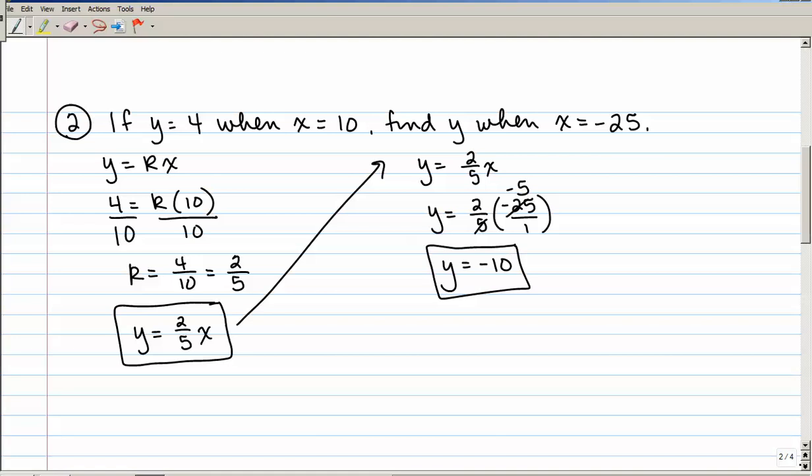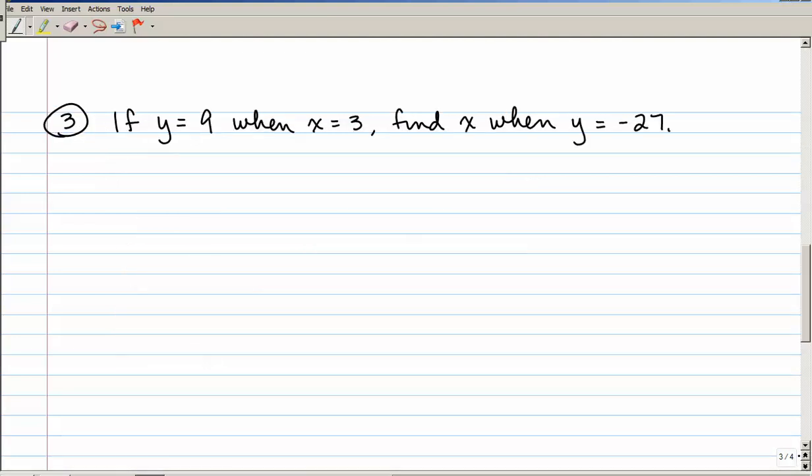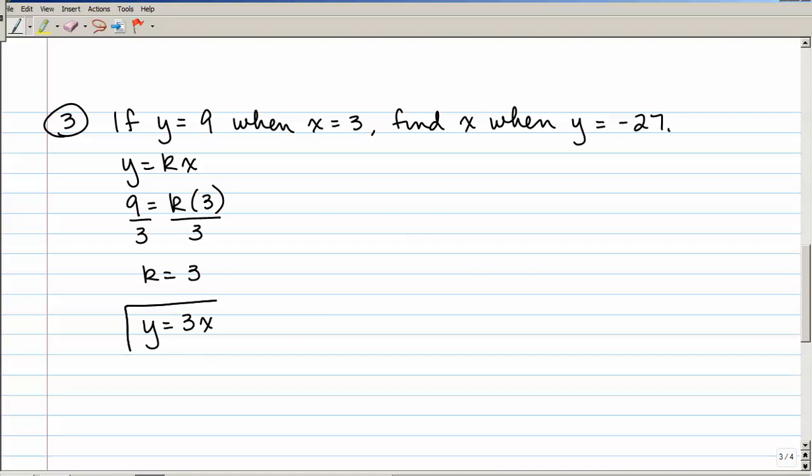Let's take a look at a third example. If y equals 9 when x equals 3, find x when y equals negative 27. So using y equals kx, let's use the first part of our statement. Y is 9. I don't know what k is, but x is 3. Solve that for k. So k is equal to 3, and then plugging that into my direct variation equation, y equals 3x.